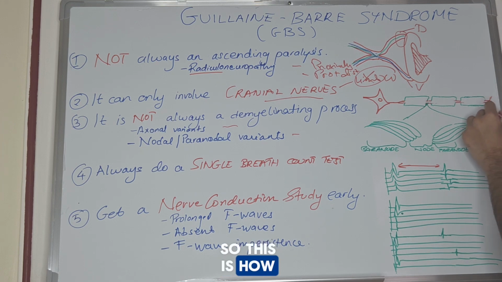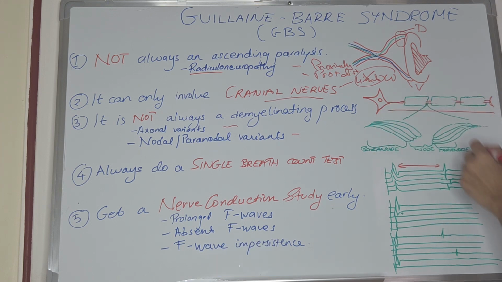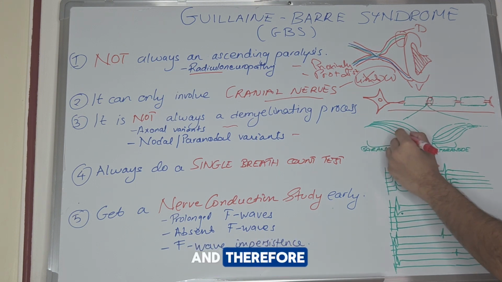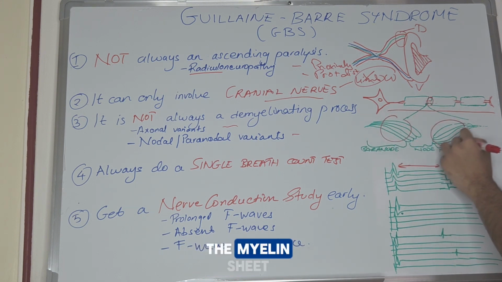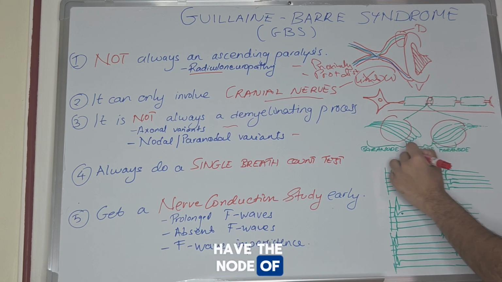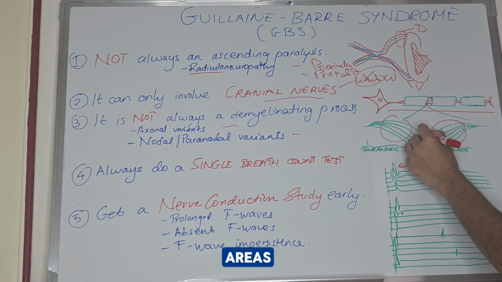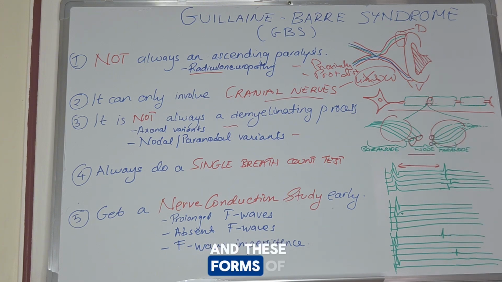So this is how a neuron looks like. These areas between the myelin sheath are actually the nodes of Ranvier, and therefore this is the myelin sheath and this is the myelin sheath, and in between we have the node of Ranvier. So therefore we have immune targets on these areas, and these forms of Guillain-Barré syndrome actually present between a demyelinating lesion and an axonal variant. Remember, the axonal variants have a slightly poor prognosis.